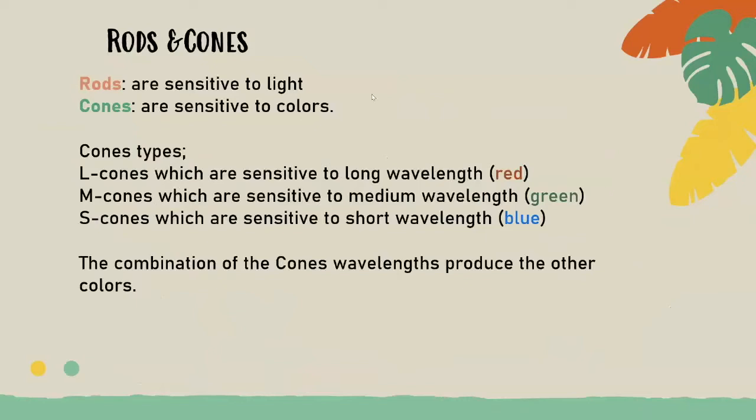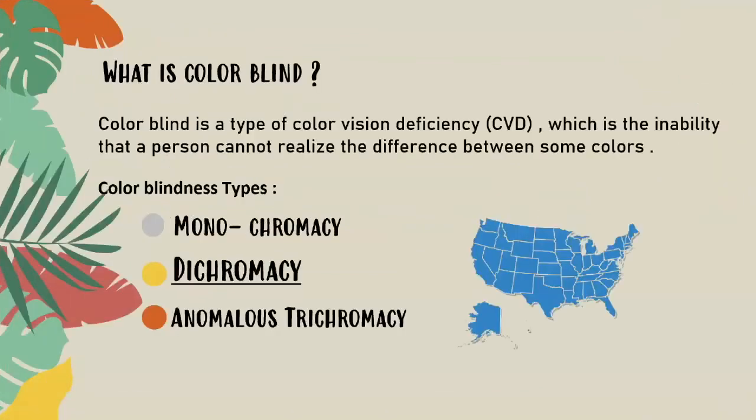Cones consist of three types, which are L, M, and S wavelengths. They are sensitive to red, green, and blue colors respectively. So, how do we see pink, purple, or any other colors? We see them by the combination of the wavelengths. So, what will happen if there is a weakness or a miss in one of the three cones? Unfortunately, we will suffer from color blindness.